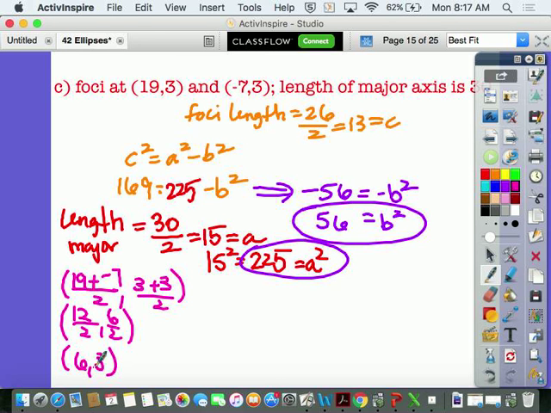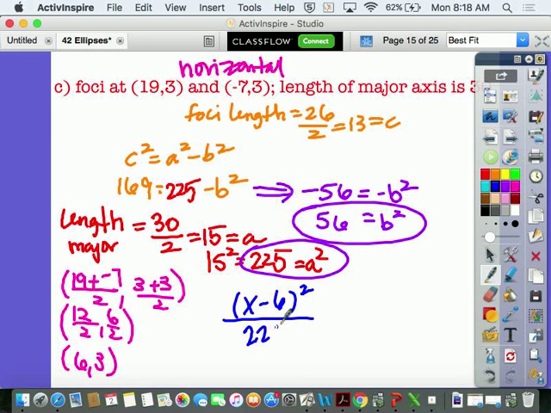And because our foci are located along our major axis and our x's are changing, that basically lets us know that this is going to be a horizontal major axis, which means our a squared needs to go under our x's. So this is going to be (x minus 6) squared all over a squared, which is 225, and then (y minus 3) squared over b squared, which is 56, equals 1.